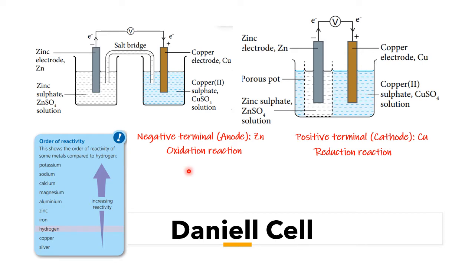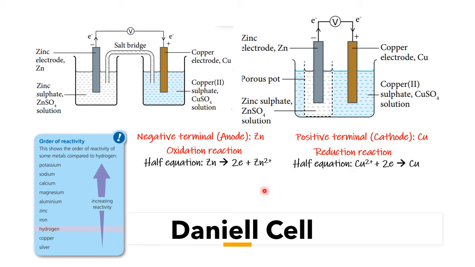So what happens to the zinc electrode? Since zinc is more reactive, zinc has a higher tendency to release electrons, and the electrons flow out through the external circuit and reach the positive terminal. So the half equation for zinc is: zinc metal releases electrons to become zinc 2+ ions. While for the cathode, copper 2+ ion will receive electrons to become copper metal. So these half equations show the reaction that takes place. Zinc releases electrons and then the electrons are received by the copper 2+ ion.